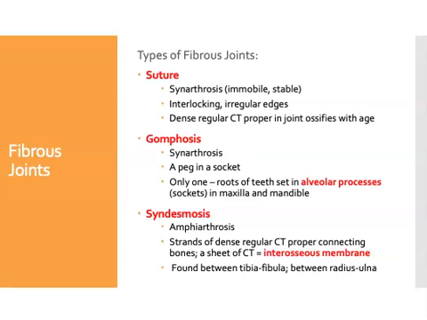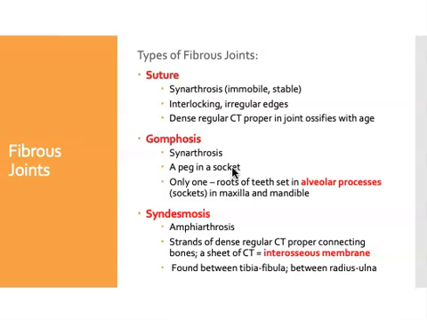The second type of fibrous joint is a gomphosis. This is also a synarthrosis type. So this is another joint that is immobile and very stable. A good way to think of a gomphosis is a peg inside a socket. So it fits into the socket perfectly. There's no extra open space in a gomphosis.